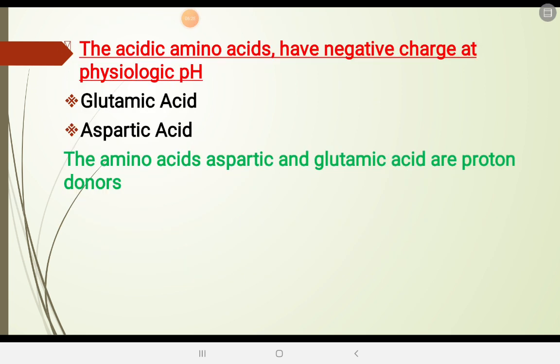The acidic amino acids have a negative charge at physiologic pH. Examples of acidic amino acids are glutamic acid and aspartic acid. The amino acids aspartic and glutamic acid are proton donors.